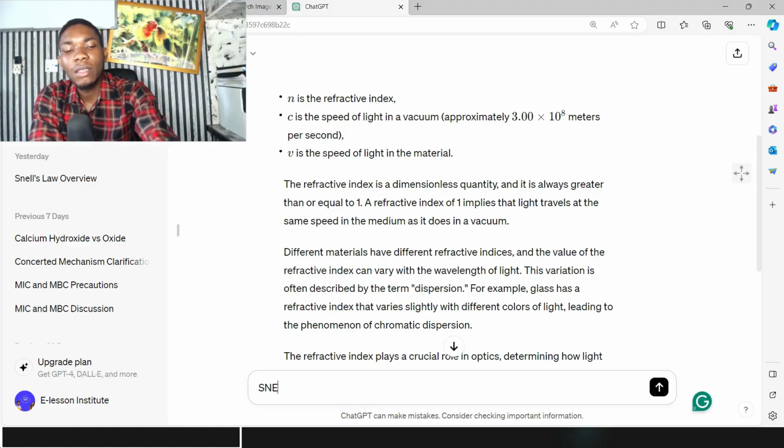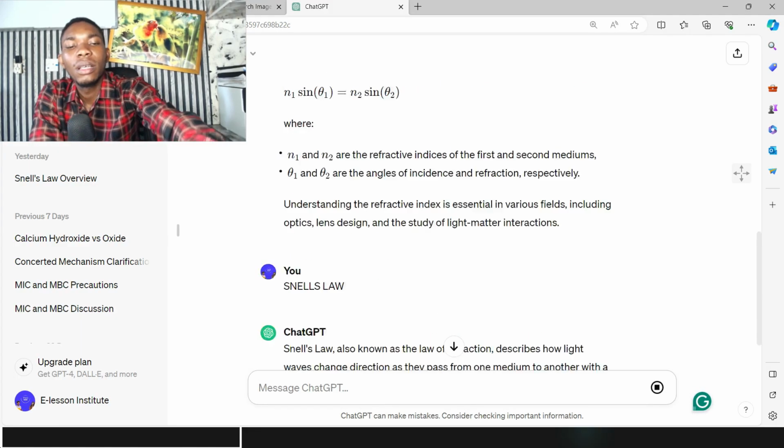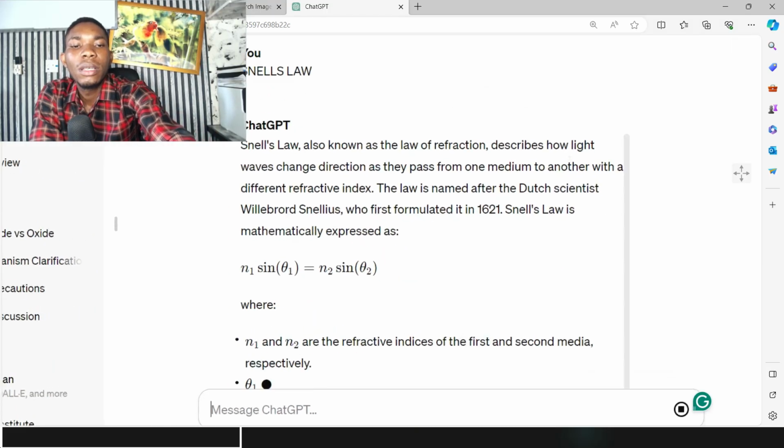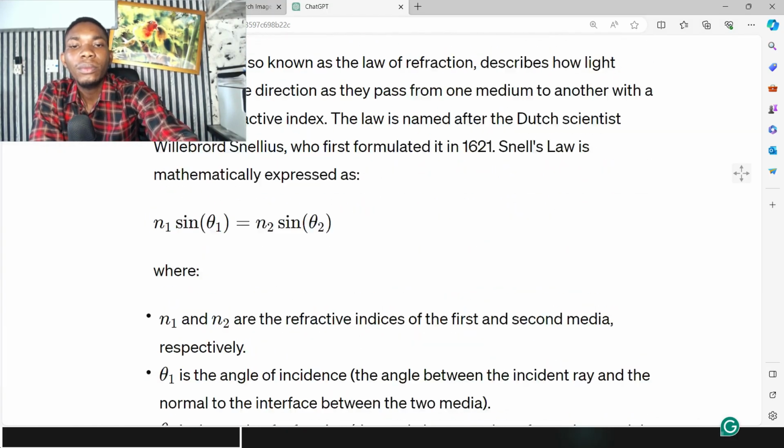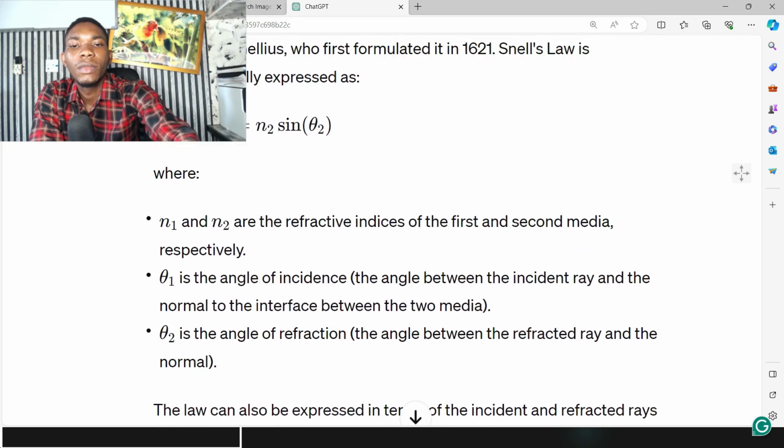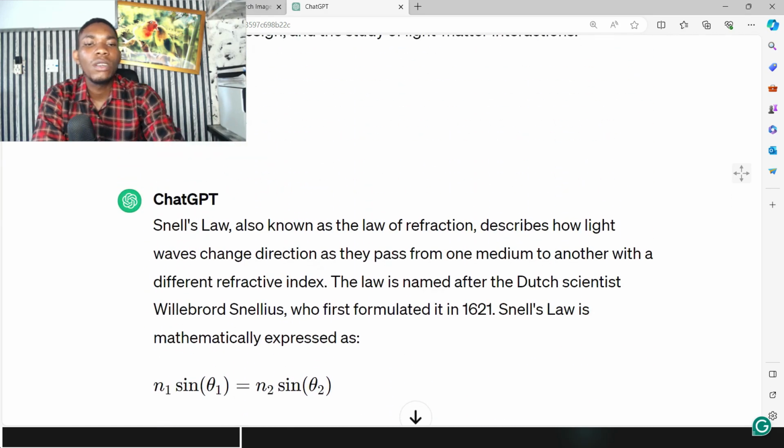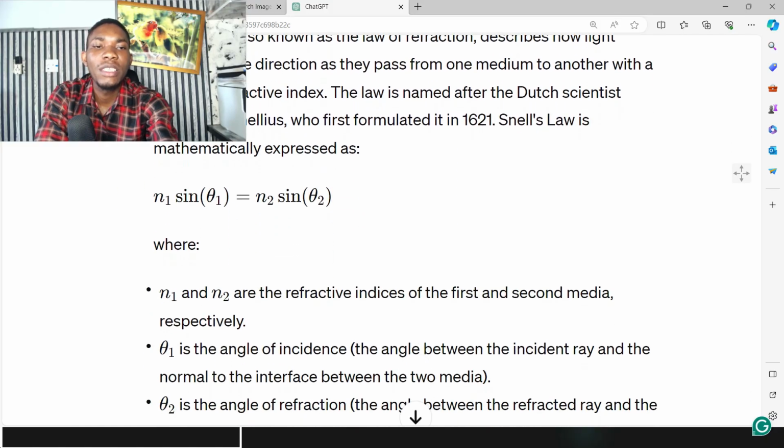So let's ask ChatGPT for Snell's law and see what it gives to us. Say Snell's law. Alright. Now it says Snell's law is also known as the law of refraction. It describes how light waves change direction as they pass from one medium to another with a different refractive index. This law is named after the Dutch scientist Willebrord Snellius. That's where the name came from, who formulated it in 1621.